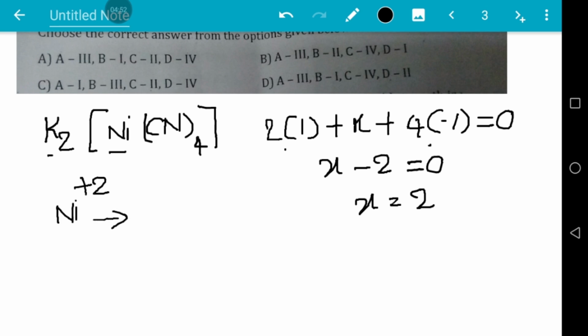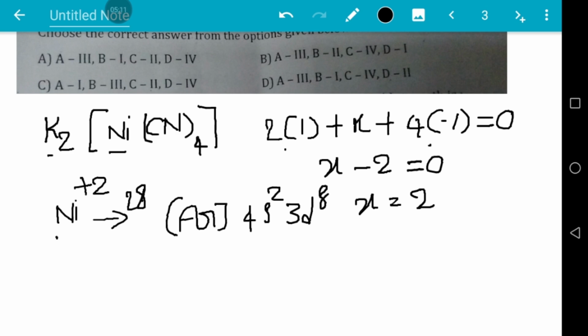Now again write the configuration of Ni+2. Nickel is atomic number 28. Nickel configuration is argon 4s2 3d8. Now we have to write the Ni+2 configuration, so remove the electrons from the 4s orbital, then argon 4s0 3d8. So this is the configuration of Ni+2.